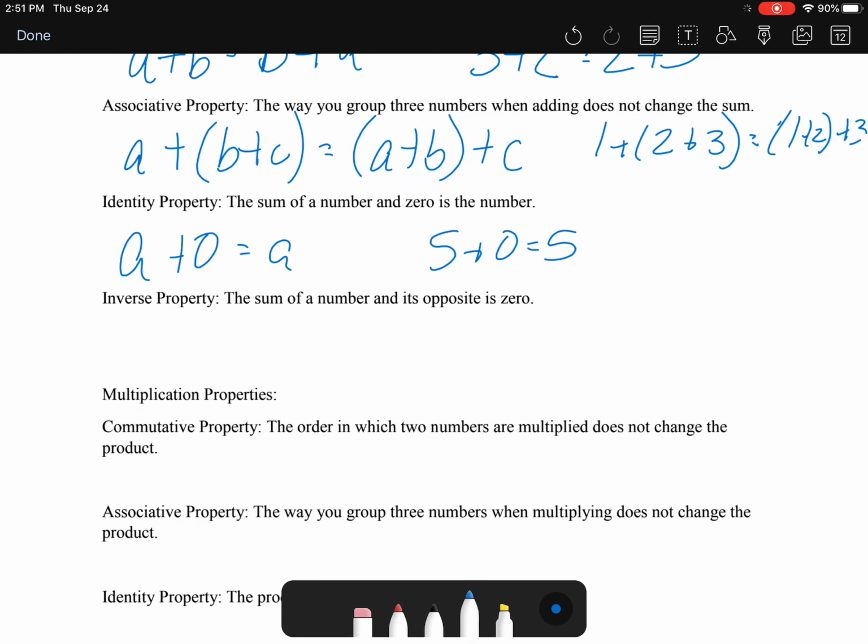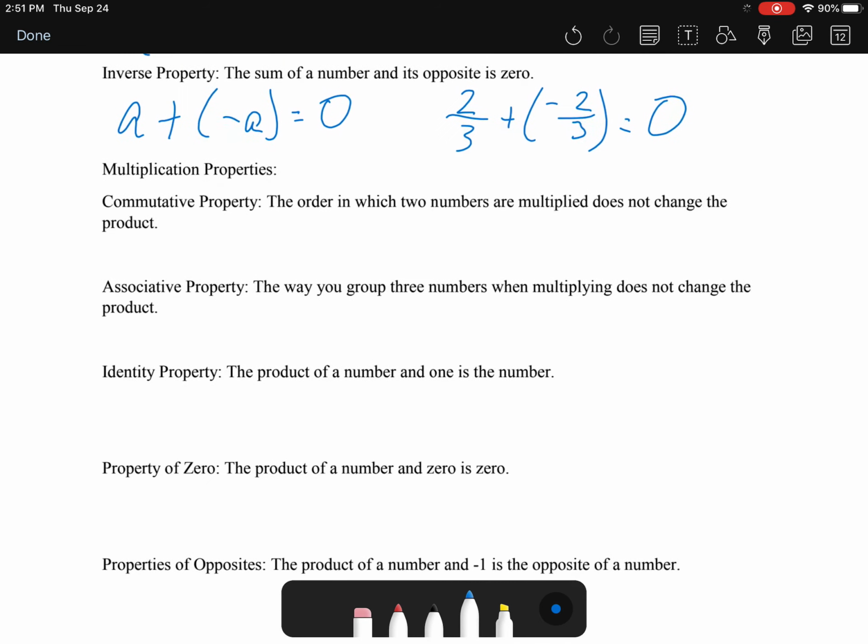The sum of a number and its opposite is 0. So if I have A plus negative A, that should equal 0. So if I have 2/3 and I add negative 2/3 to it, I get 0 back.